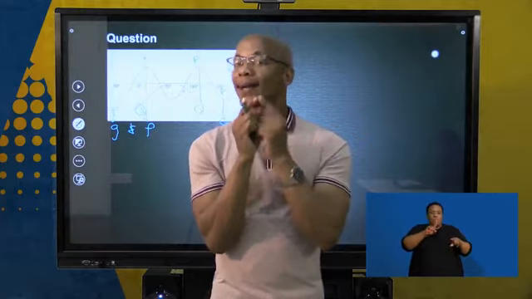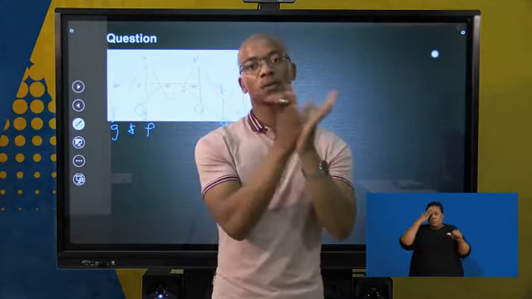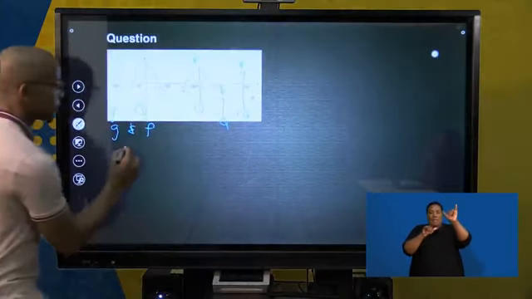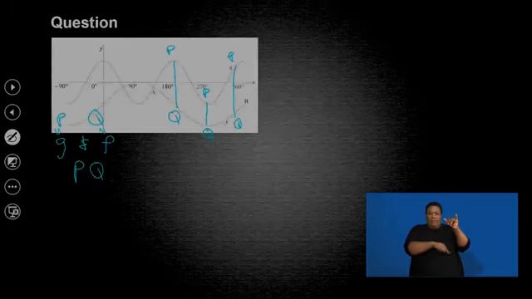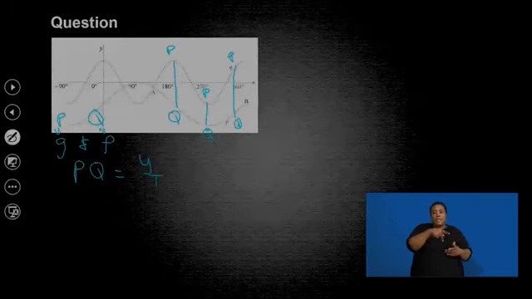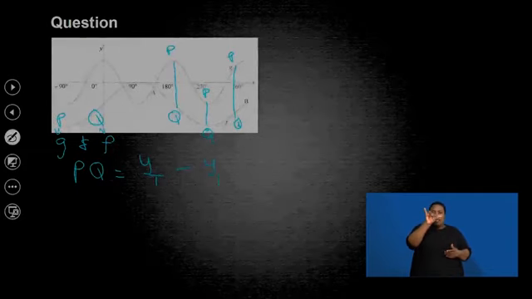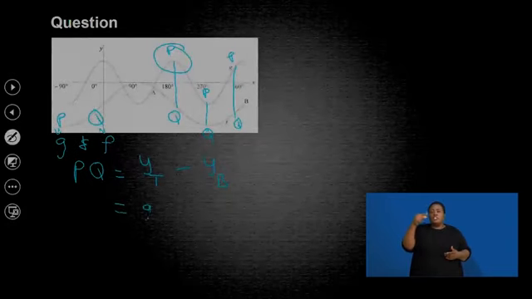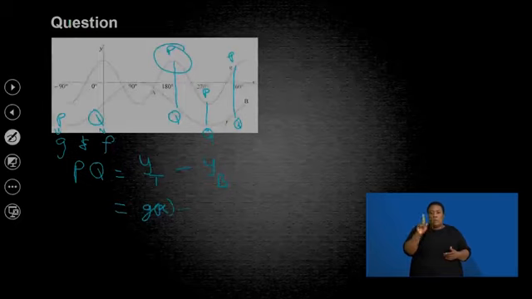Now, they want the length. We know a vertical length parallel to the y-axis is always the y at the top minus the y at the bottom. So let's have a look at that. My PQ is y at the top minus y at the bottom. At the top it's at P there, so that's G of x. So that's going to be G of x minus f of x there. And then I can work around that.